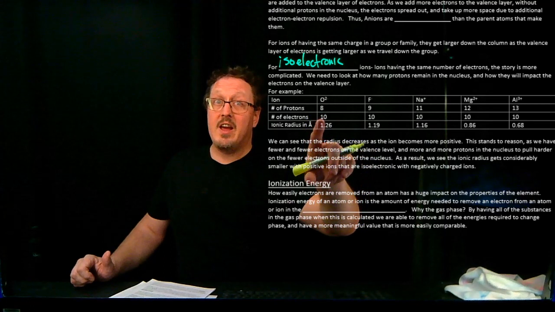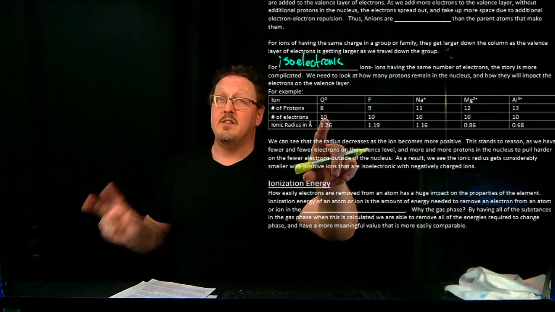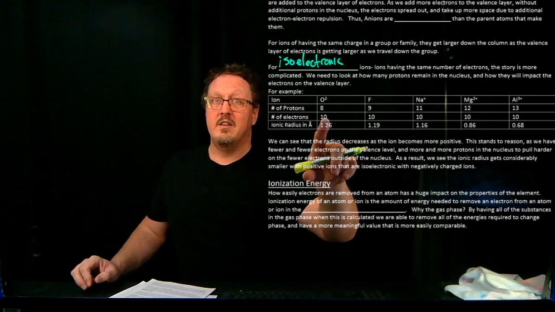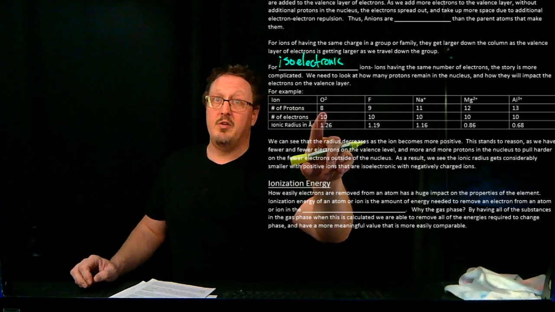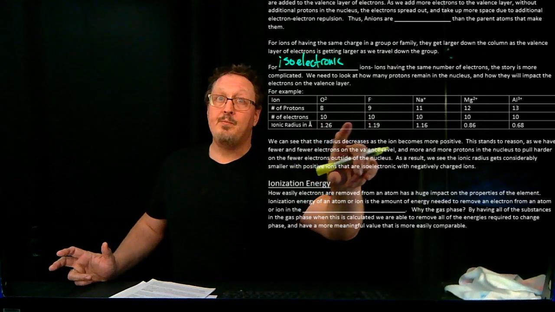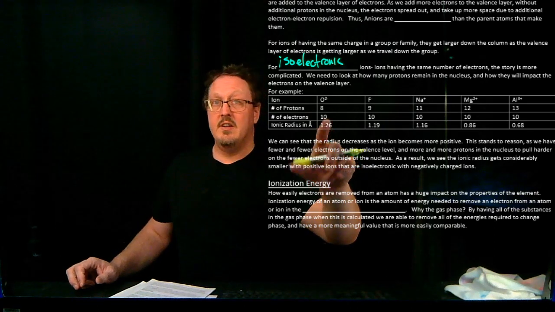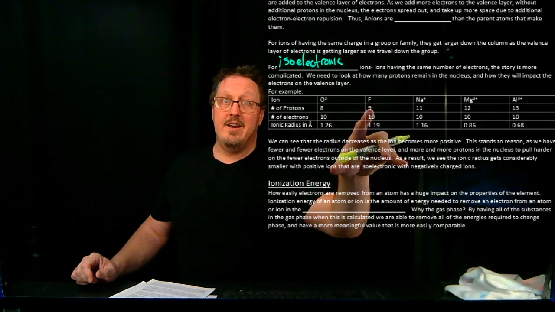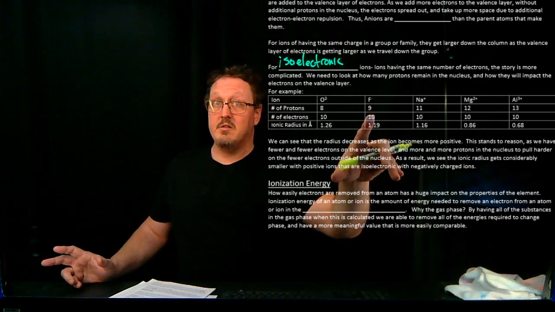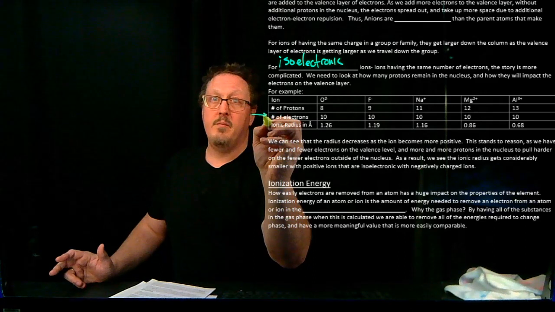Now, in the case of these ions, oxygen with a -2 charge means that it has 2 more electrons than it does protons. So we have 2 more electrons than we do protons that we start with. And if we look, it's fairly large. Its radius is 1.26 angstroms.